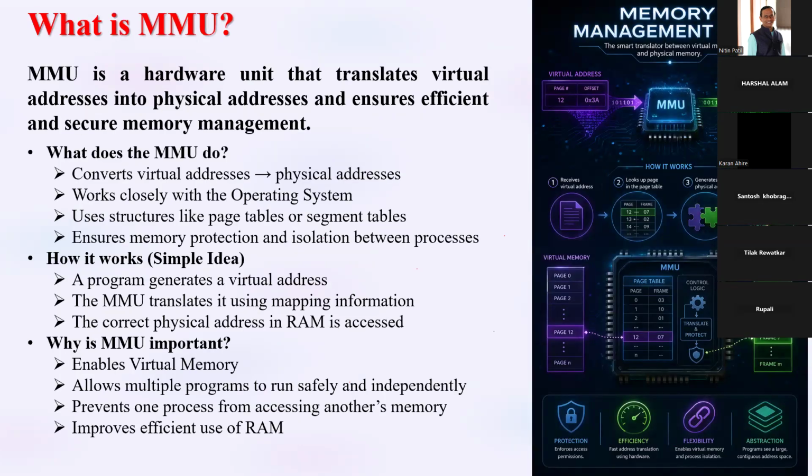Now let's bring everything together into one powerful flow. What we understood was that virtual memory creates an illusion, paging divides memory into pages and frames, and the OS maintains this mapping, but there is still one critical question. Who actually performs this translation from virtual to physical memory? And how does this entire process happen in real time?